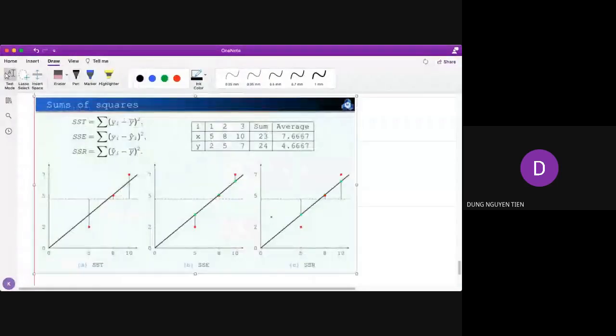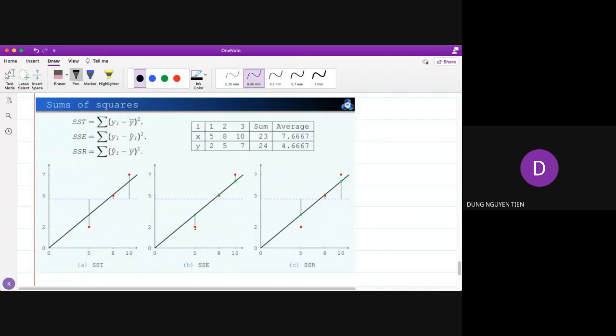Okay, so you get the SST. Suppose that the mean value of y is 4.6667. Then you can find the sum of the squares of the deviation of yi around the mean value y bar. So you get yi minus y bar square, and you find the sum. You get the SST. Okay, you get the SST.